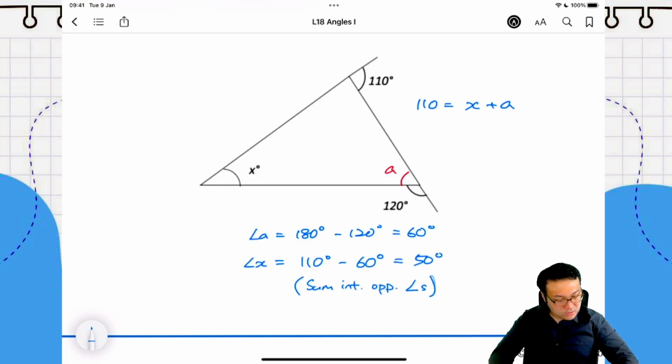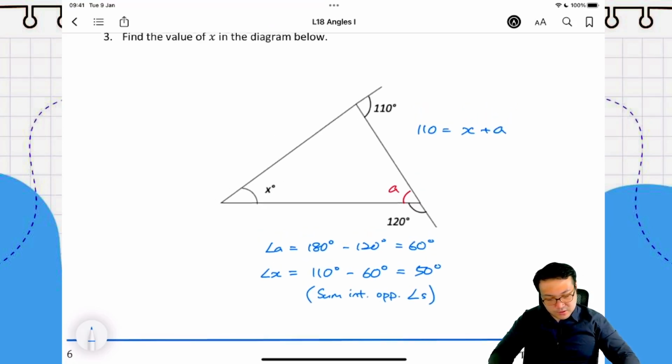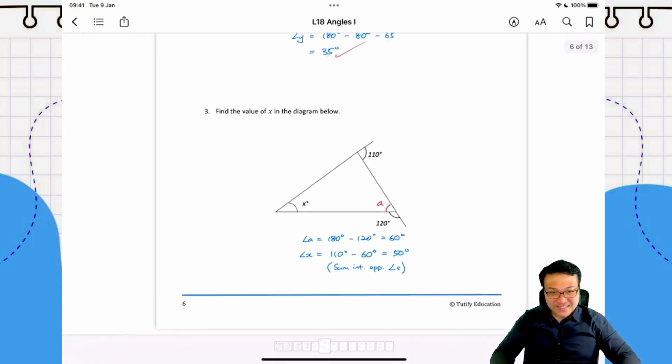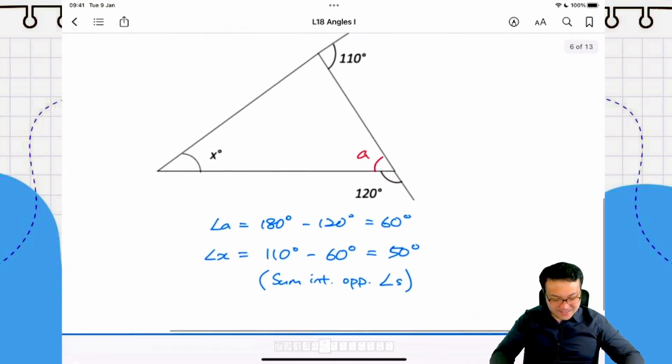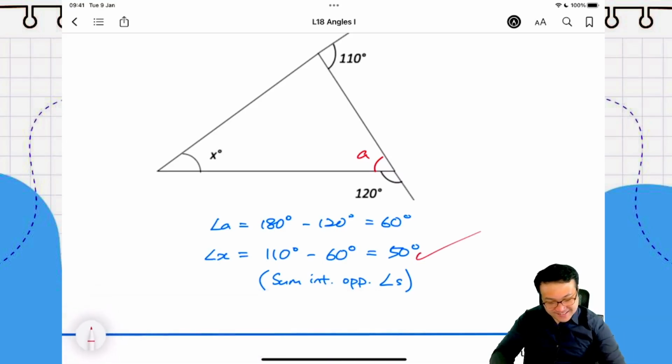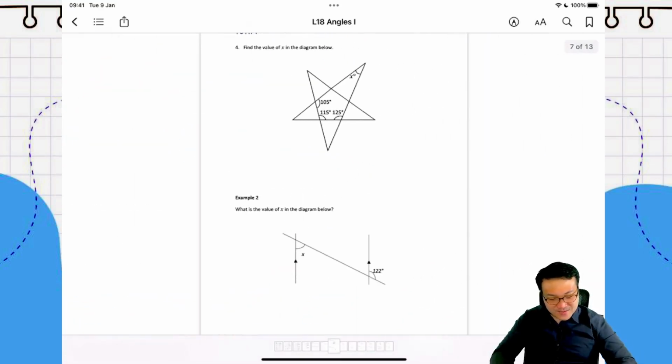Hey, you know what, students? Try to get familiar with this rule, because it will appear very, very frequently throughout this worksheet, okay? So try to identify this whenever we try a question. Now, let's try the next page.